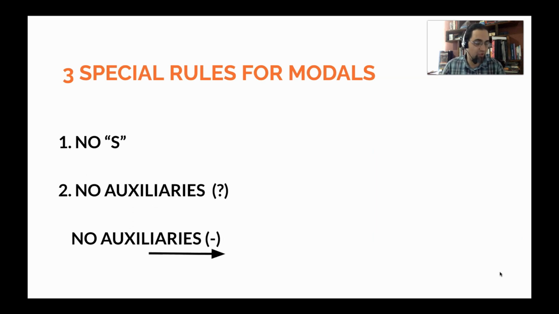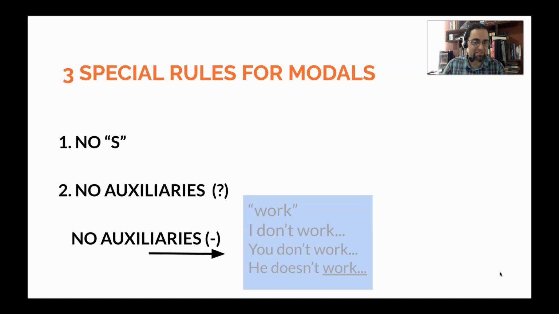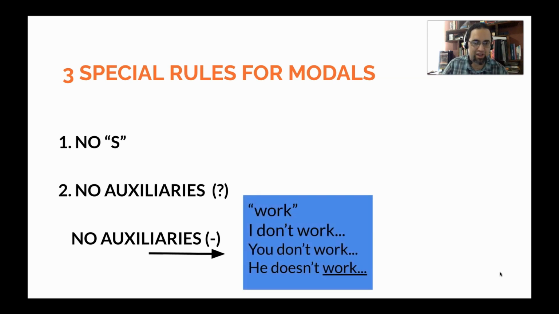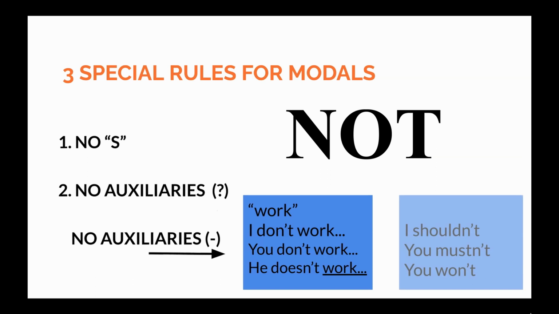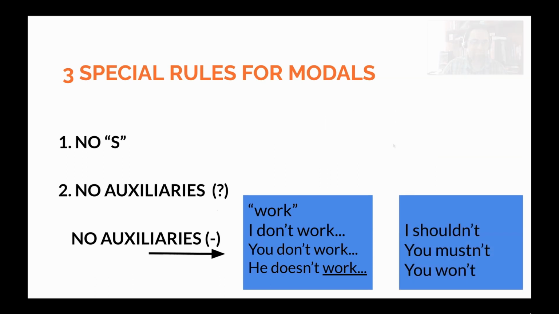Also, in the negative form, you don't need auxiliaries. For example, again, let's take the verb work. You say I don't work, you don't work, he doesn't work. You need do, don't, and doesn't. With the modal verbs, you don't need that. If you want to express a negative modal verb, you simply add not, and you can even use the contraction, which is the most common. For example, you say I shouldn't, you mustn't, you won't. You can also say I should not, you must not, you will not. The important thing here is that you don't need auxiliaries.